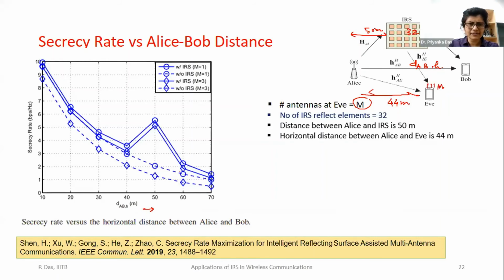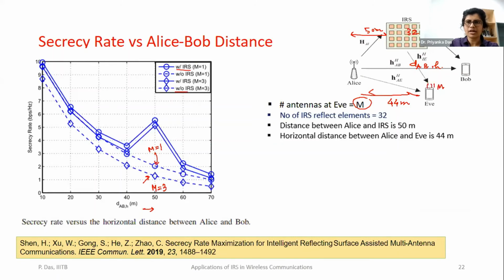Now, some trends I can see. Look into this plot and this plot first, which are the plots without IRS. Without IRS, this is for M equal to 3 antennas at the eavesdropper, and this is for M equal to 1 antenna. So I can see the secrecy rate decreases as D_AB increases. Without IRS, as Bob goes far apart from Alice, obviously the SNR will go down.